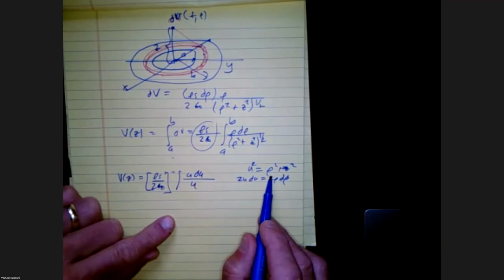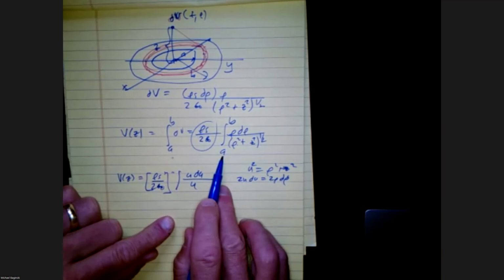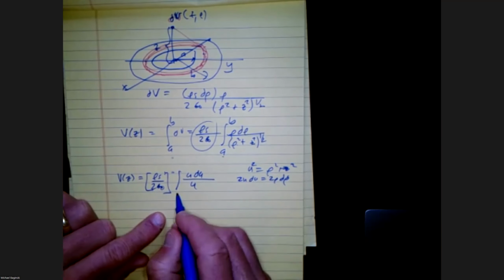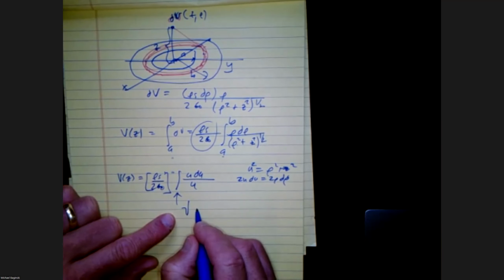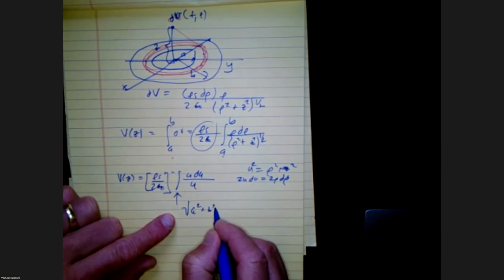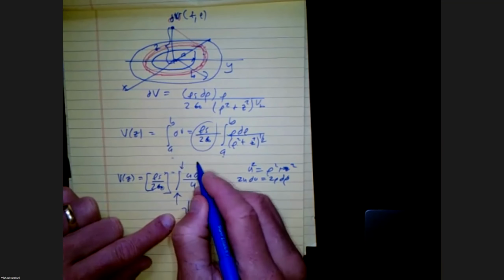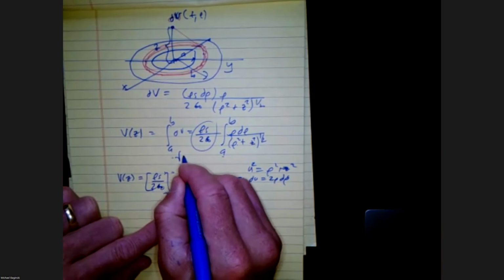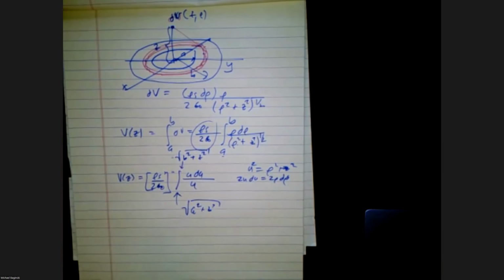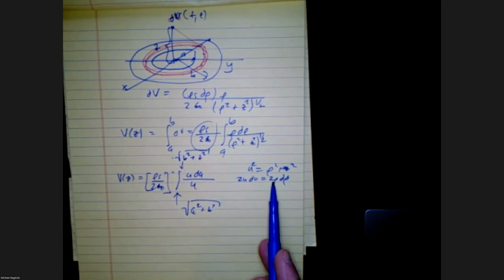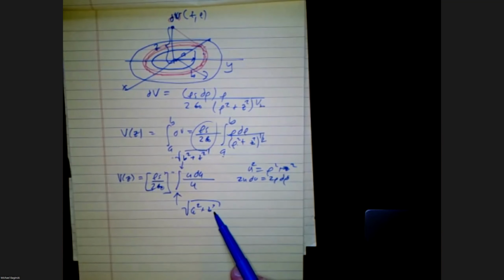And u itself goes from, when rho is equal to a, u is the square root of a squared plus z squared. That would be the lower limit. And the upper limit would be the square root of b squared plus z squared. Does everybody follow me on this one? u would be the square root of this, right? I'm only taking the positive roots on this one. So it goes from square root of a squared plus z squared to square root of b squared plus z squared. Does everybody agree with that part?